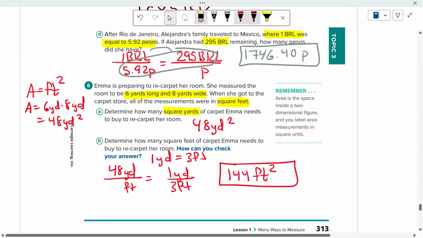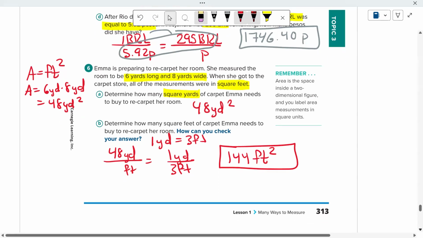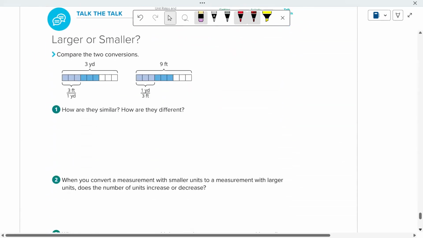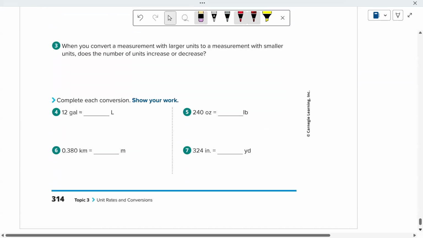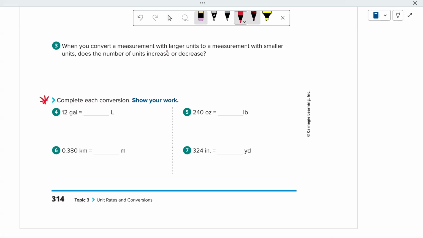Now, the last thing I want y'all to work on, my magic students: we're not doing that top part. We're going to go to the very bottom, complete each conversion and show your work. I'm going to do 2 of these and you'll do the next 2.